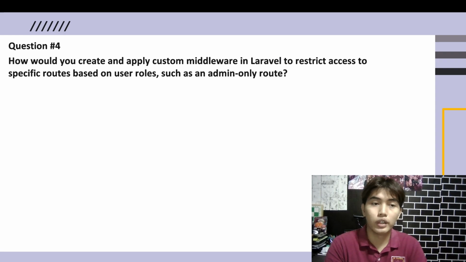For question number 4, how would you create and apply custom middleware in Laravel to restrict access to specific routes based on user roles, such as an admin-only route?